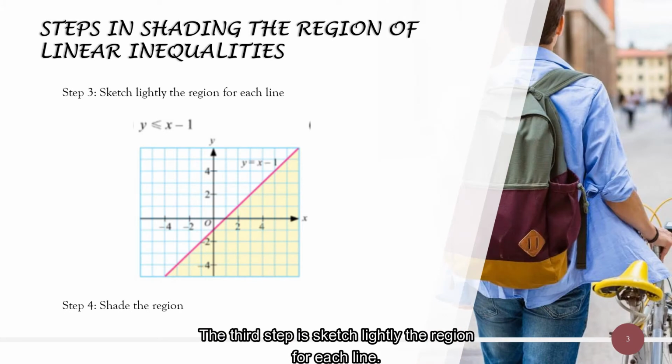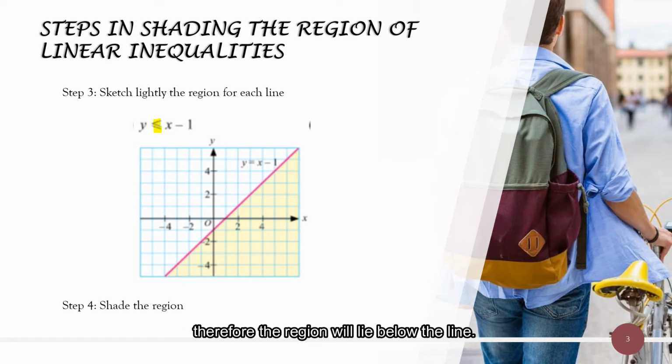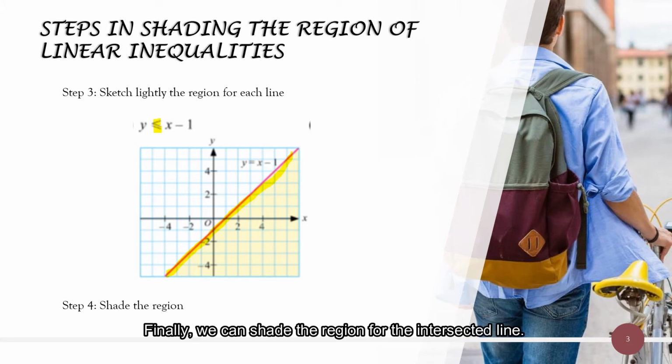The third step is sketch lightly the region for each line. We can see that since the inequality sign is less than or equal to, therefore the region will lie below the line. Finally, we can shade the region for the intersect line.